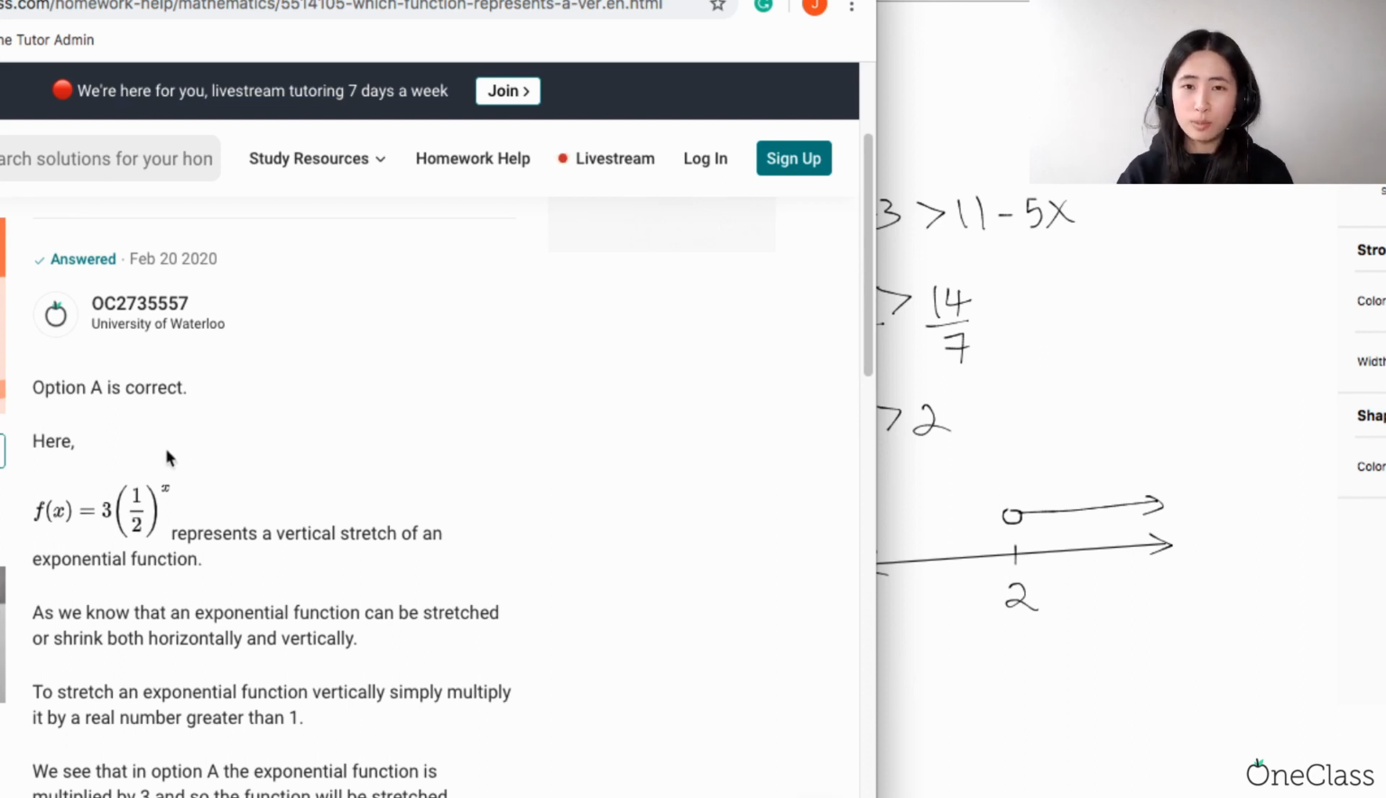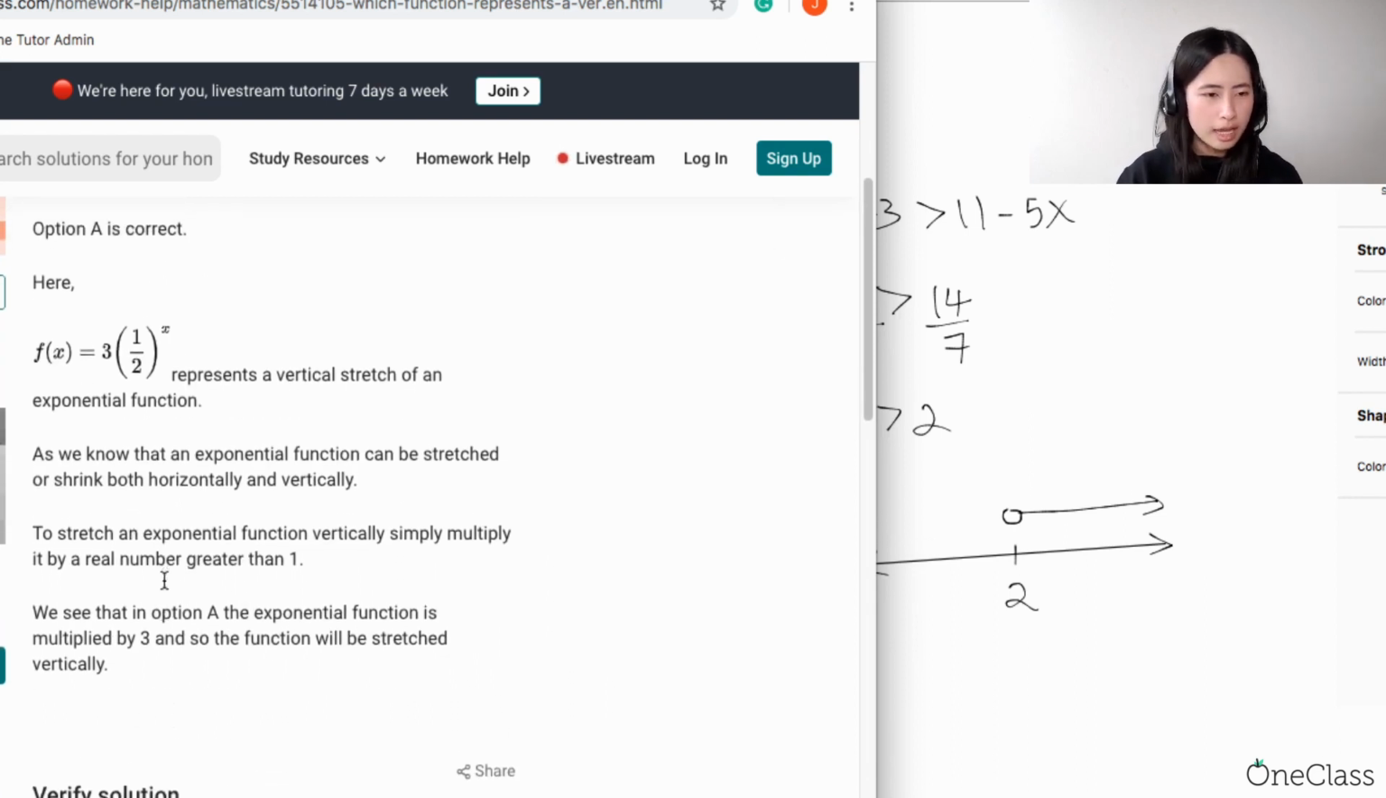Because if you have an exponential function, say for example you have a, typically in textbooks they would write it as a, which is any value, right? And in this case, because it's in a fraction, it's still considered an exponential function because it's any base raised to the power of x. That makes it an exponential function. And as you can see, we have a vertical stretch over here, which is 3, right?